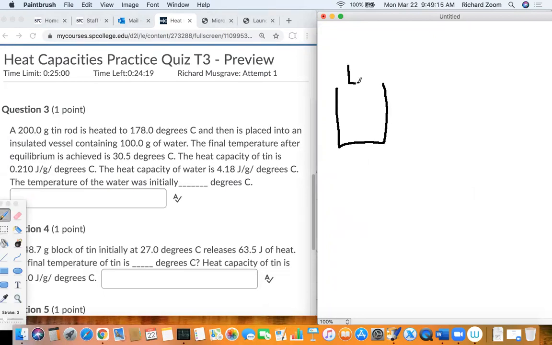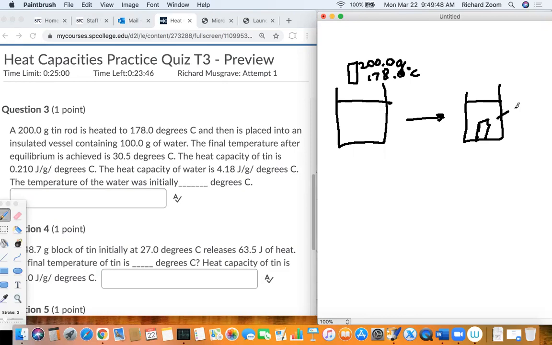So we've got a tin rod and it's going into water. We know the tin rod is 200.0 grams. We also know the initial temperature, it's 178.0 degrees Celsius. We know that the final temperature of the water is going to be 30.5 degrees Celsius, but that also happens to be the final temperature of the block as well. So that's important to note.